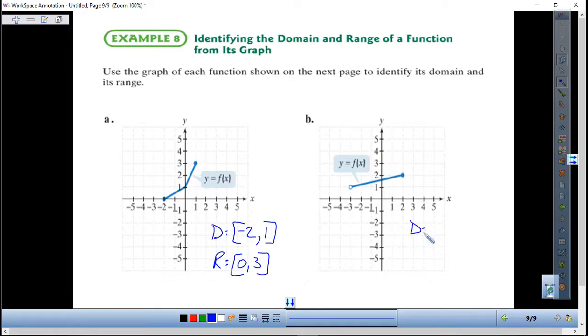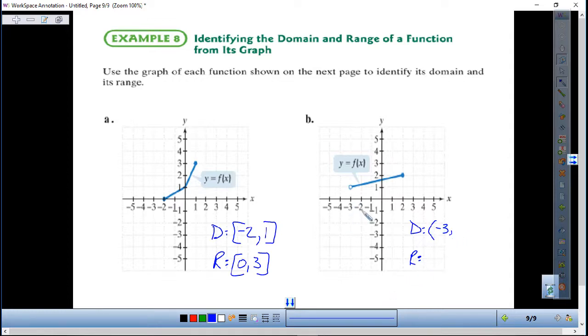All right, same thing over here. Let's look at the domain. We're going to look at the range. What's the smallest x value that I have on my graph? Well, it's -3. Am I including -3? Well, no, it's got an open dot, so that's where I put parentheses.